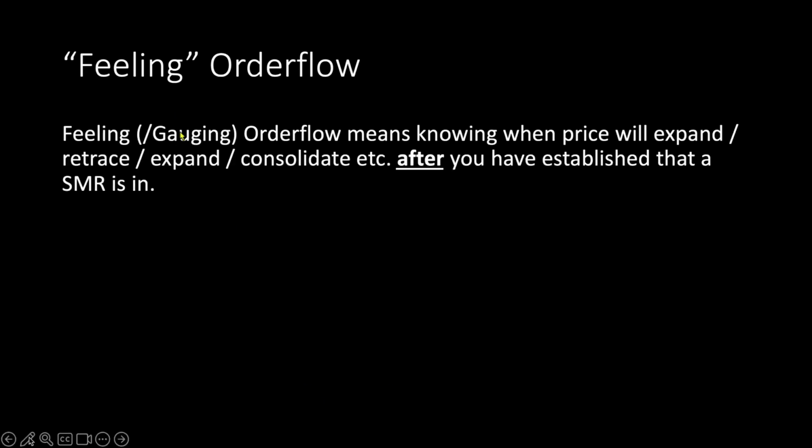Feeling or gauging order flow means knowing when price will expand, retrace, expand, or consolidate, etc. after you have established that a smart money reversal is in. Simply said, feeling order flow is basically having a nudge for what price is likely to do next now that you're in a position, or now that price has showed a willingness to reverse. This is important for trade management, so pay attention.